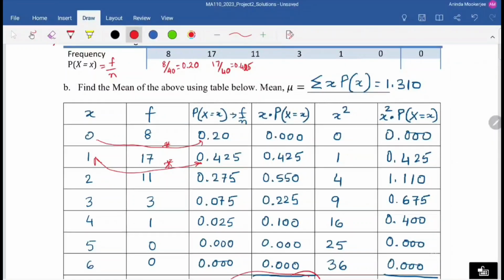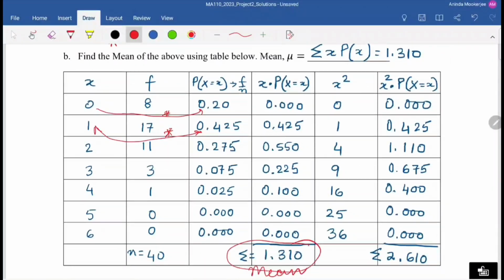So again, just to go over it one more time, list all your x values which will be given to you in the first column. In the second column, list all your f values, and then in the third column, find the probability values for each different x value by doing f over n. And then in the fourth column, multiply each probability value by the corresponding x values, sum them up, and you got the value of the mean.